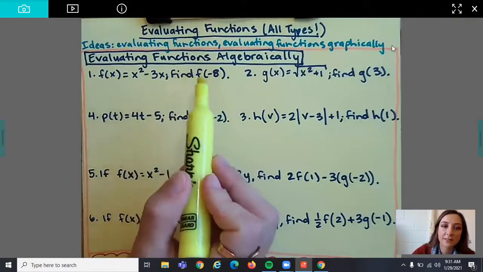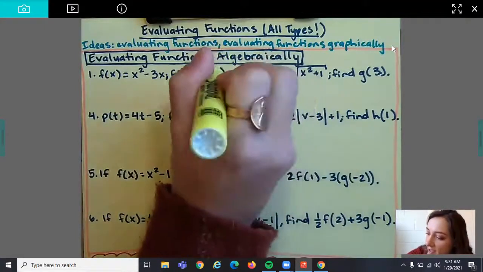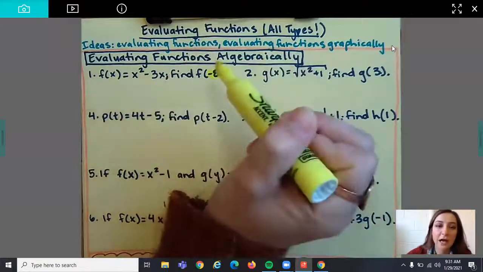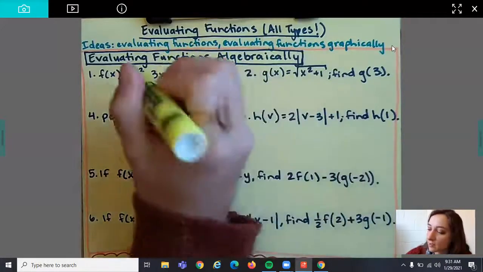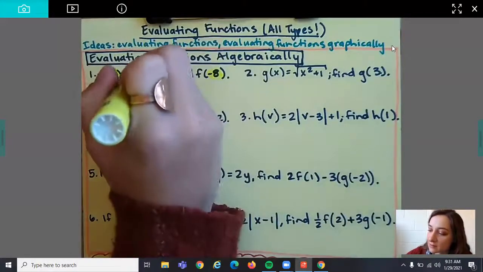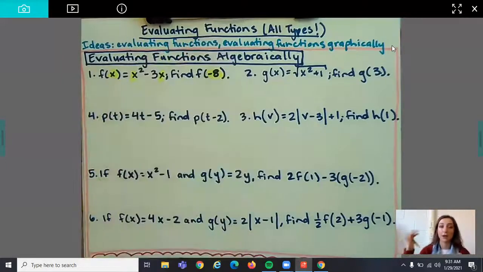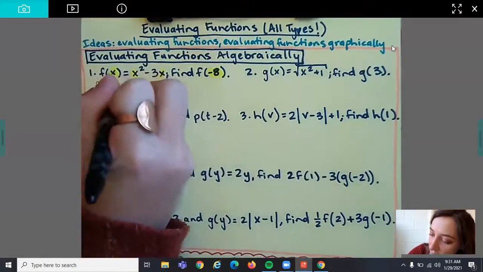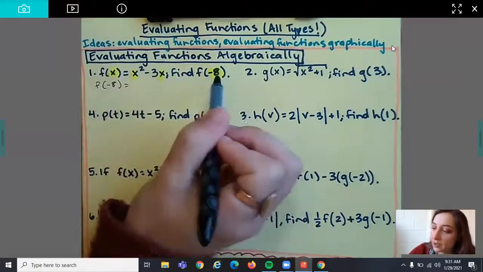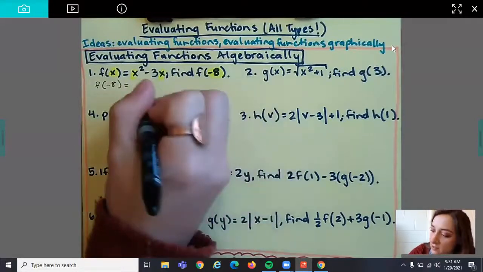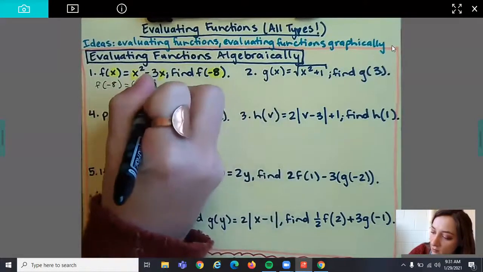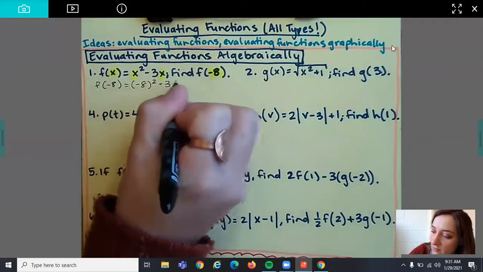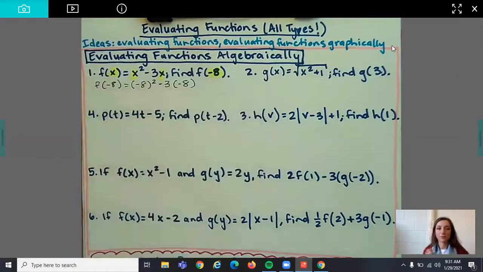So whenever it says find f of -8, what's going to happen is we're going to take -8 and plug it in everywhere that we see an x. So -8 is going to go everywhere in those blanks. So let's rewrite it. f of -8 equals, and I'm going to plug in -8 with parentheses. So -8 squared minus 3 times -8.